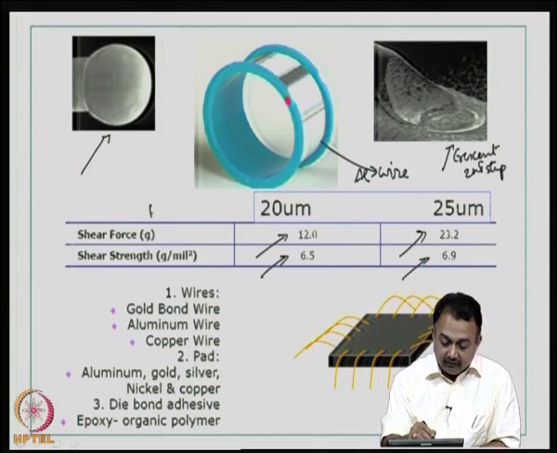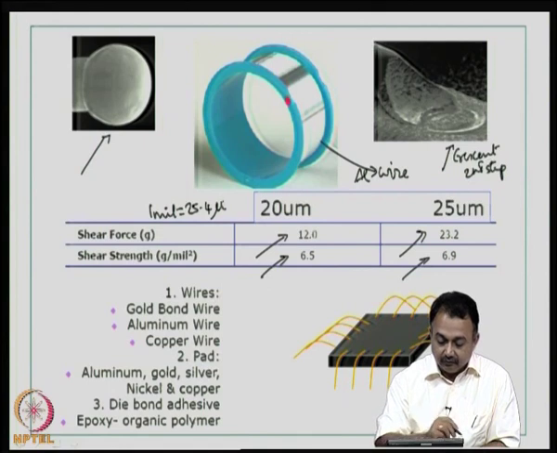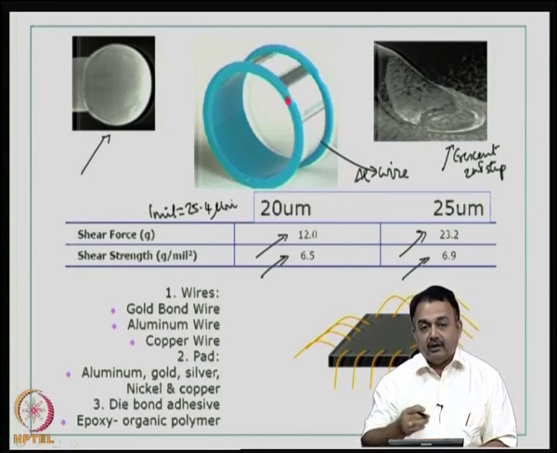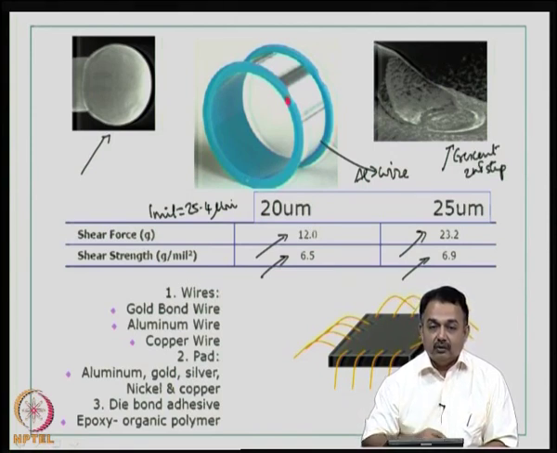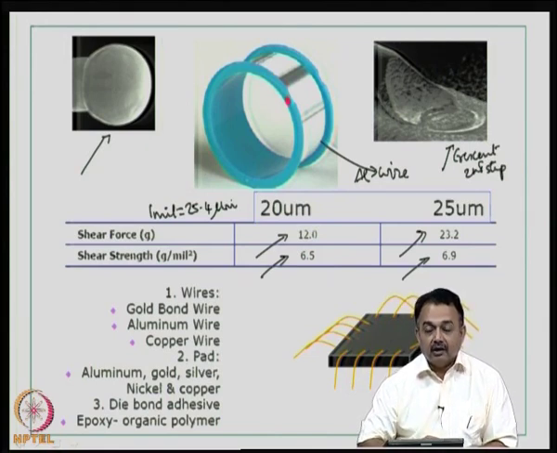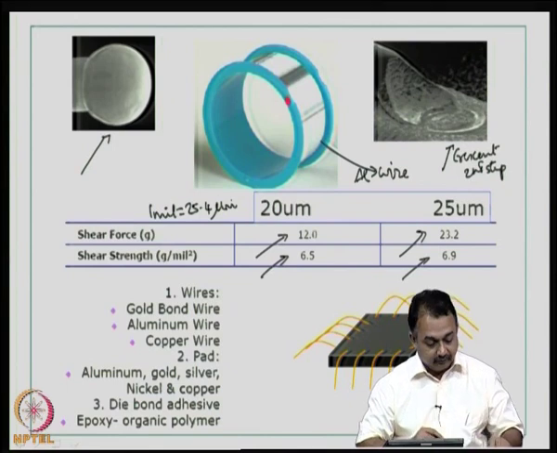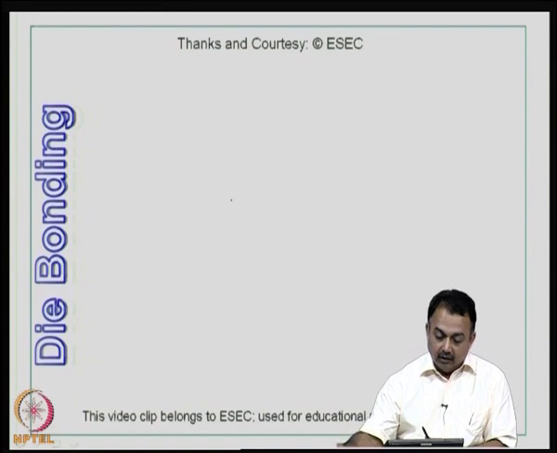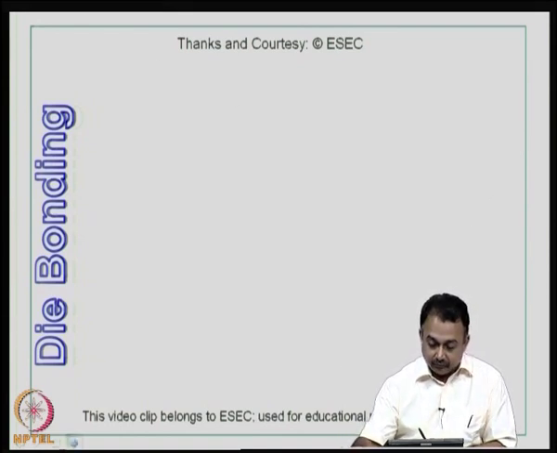1 mil is 25.4 microns. So, like that, if you look at different materials and different thicknesses, you can do quality tests in your own lab if you are doing wire bonding at your laboratory. Now, I would like to show you a video clip of a wire bonding process.